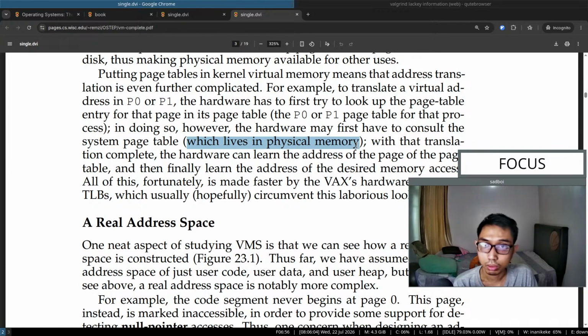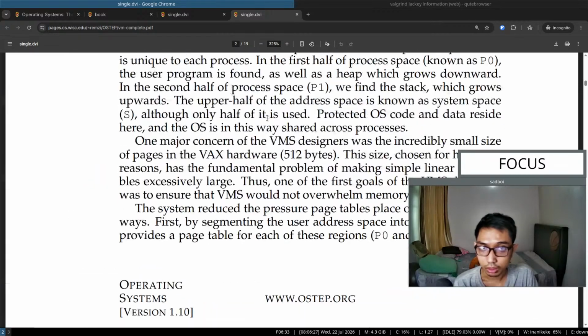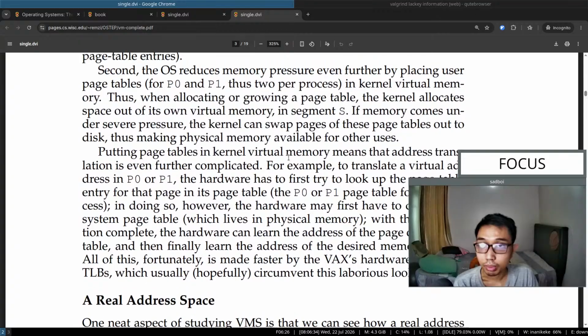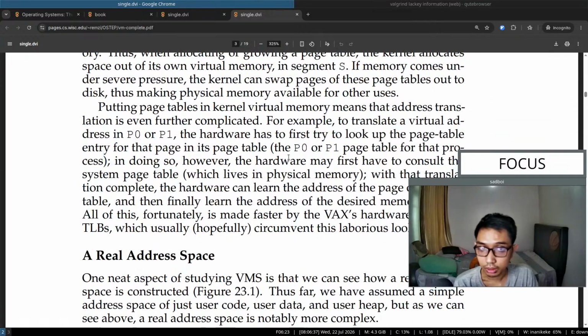Oh, okay. So I assume when we want to look up the page table entry in the user process space, the process space, where is it?